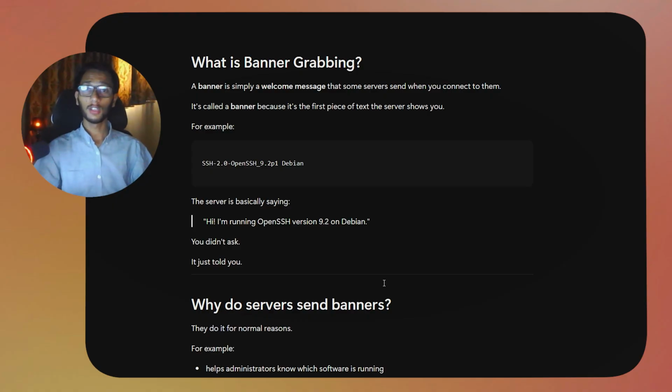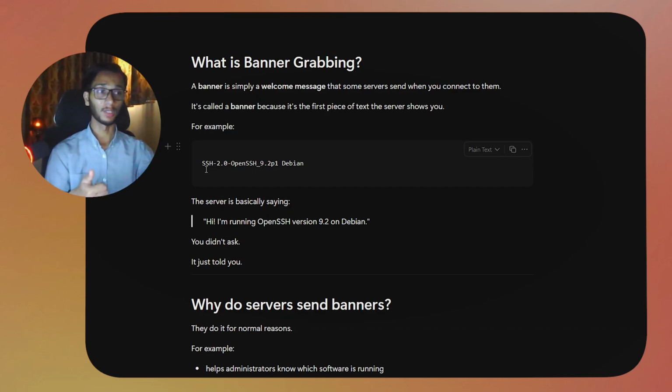So first of all, let's talk about what a banner is. It is a welcome message you get in response when you connect to some server, and that message is what we call the banner. It's the first thing you receive from the server, right? Let's take the example of SSH. When you connect to SSH, the first thing you will receive is the banner of the server. It's like saying, hey, I'm running this specific OpenSSH version, and here, you take it. You did not ask for that, it just told you itself, right?